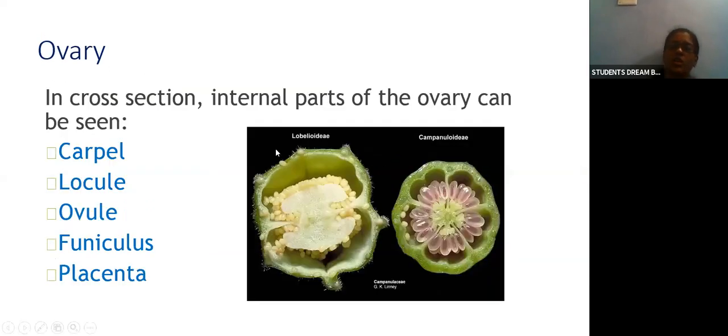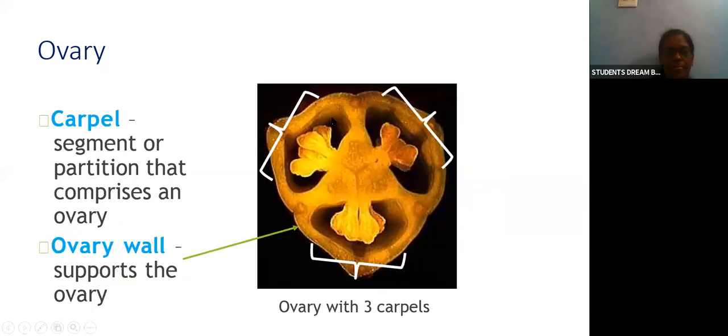இப்போ இப்படி ஓவரிய cross check பண்ணும்போது what are the different structures seen? Carpel, locule, ovule, funiculus and placenta. So these are the various structures seen when the ovary is cross sectioned. We'll see each one of them. First is the carpel. The segment or the partition that comprises an ovary is called the carpel.